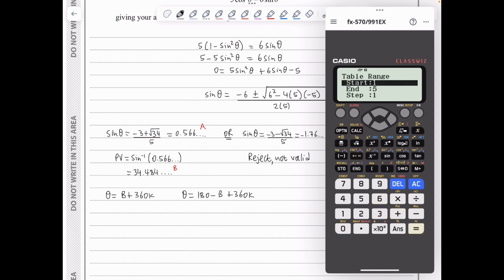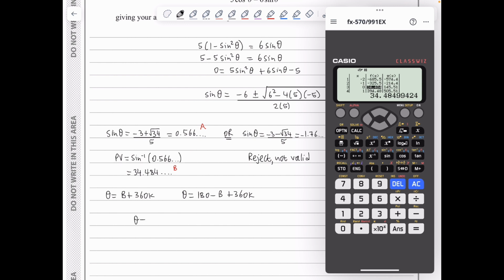So I'm planning on automating the whole process on the calculator. I will start at -2, I will end at 5. I'm stepping every one, so essentially the calculator will be replacing x with -2, then -1, 0, 1 up to 5. So all of these are the solutions. So we are between 0 and 450. So we can see that the first solution is 34.5.